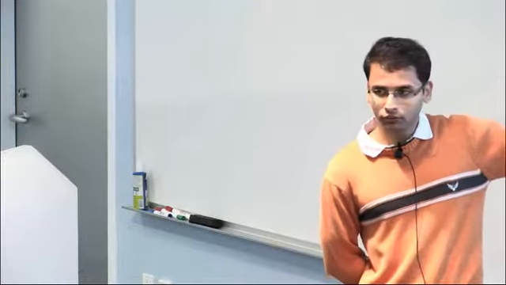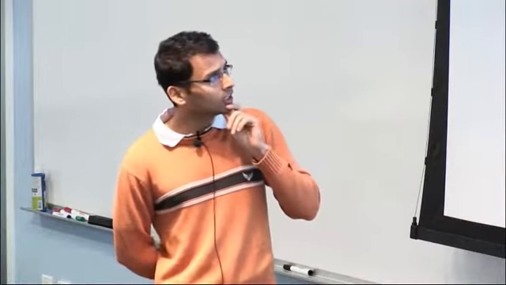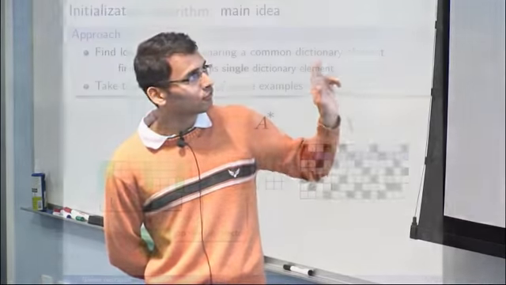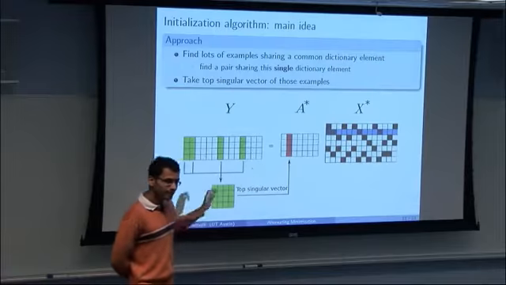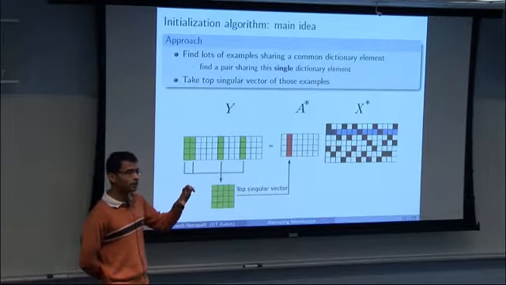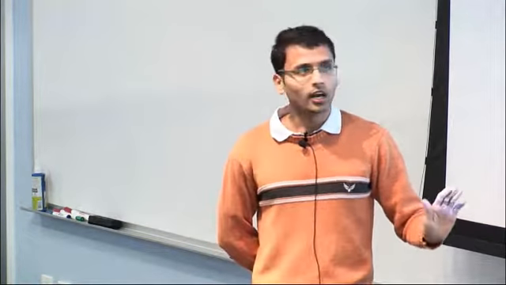So our task reduces to finding lots of examples that share a particular dictionary element. We'll do this in 2 steps. The first step is to find a pair of examples that share this single dictionary element, and then we will use this pair to find lots of other examples which share this dictionary element as well. I'll explain how we do this in the next slide.